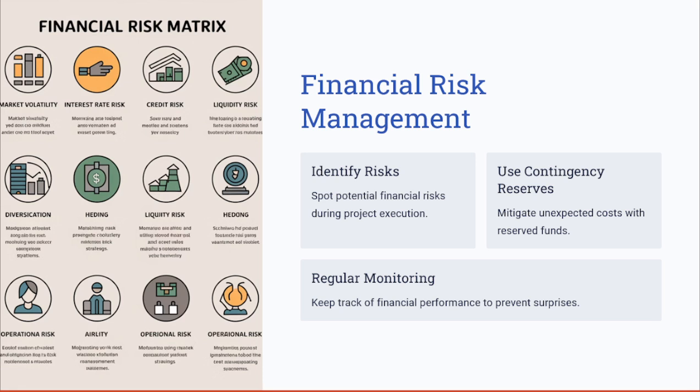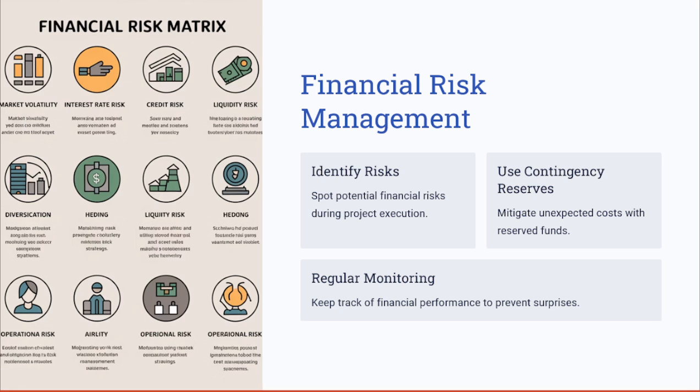Financial risk management involves proactive identification and mitigation of potential issues. You can identify these potential financial risks during the project's execution. Think of using the contingency reserves to mitigate unexpected costs. If it was one of the risks that you have identified and you set the mitigation plan, you utilize the contingency reserve to mitigate these unexpected cost risks.